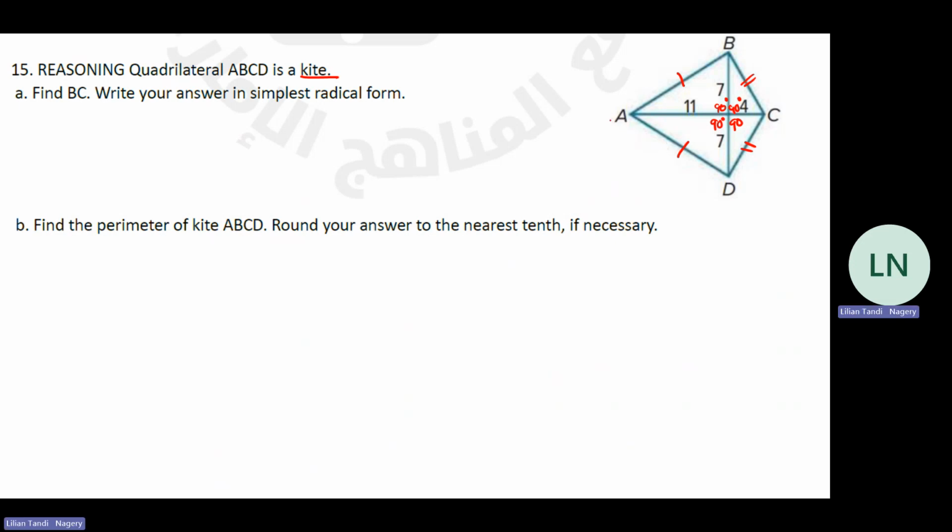Now, the question wants me to find BC. So I draw the triangle here. Find BC. So this is 90 degrees. This is 7, and this is 4. And we don't have a point here, so put any letter you want. So I'm going to put M. Okay, so I put M here, B, and C.